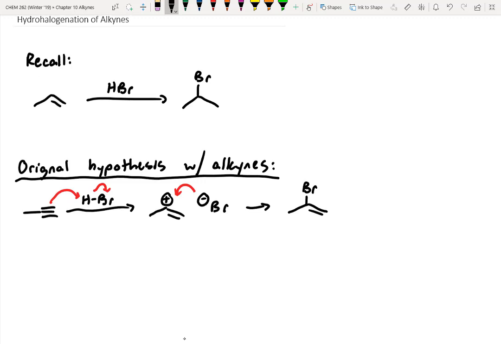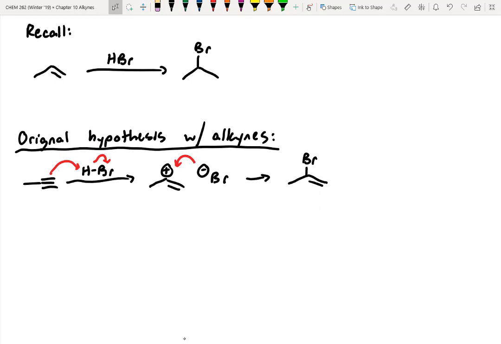There's one interesting thing with this, though. They did this reaction, and they were able to isolate this final product. But the problem was they weren't able to find any evidence of the intermediate. So let's make a note of this. This is called a vinylic carbocation.